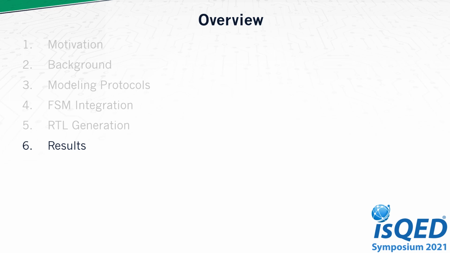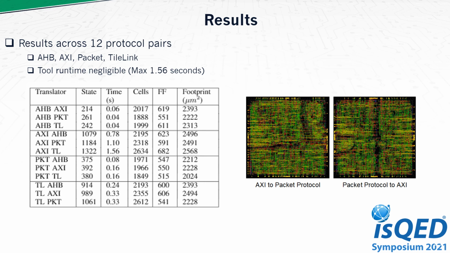Now, to show some results we have acquired running our tool on some example protocols. To generate results, we wrote PDL code modeling the following protocols: AHB, AXI, our custom packet-based protocol, and TileLink. For the 4 protocols, we have 12 translator permutations we run through the flow. In the table shown here, we display these results, including the runtime, cell count, and area of the designs after both synthesis and place and route in 28 nanometer technology. We also show some layouts for a pair of translators. One significant takeaway from this table is the exceptionally low runtime enabled by our FSM integration algorithm, which is, in the maximum case, 1.56 seconds.